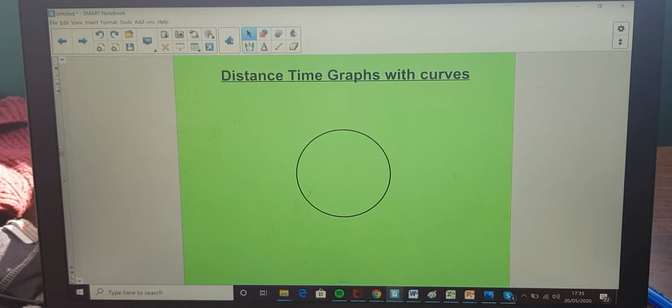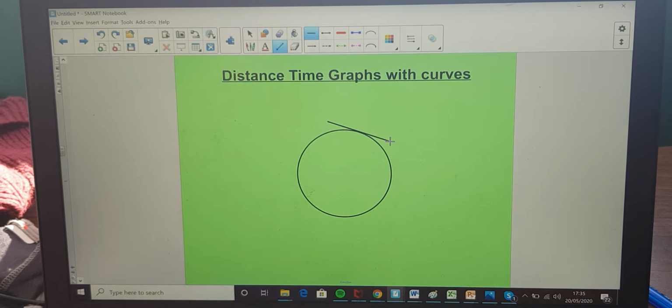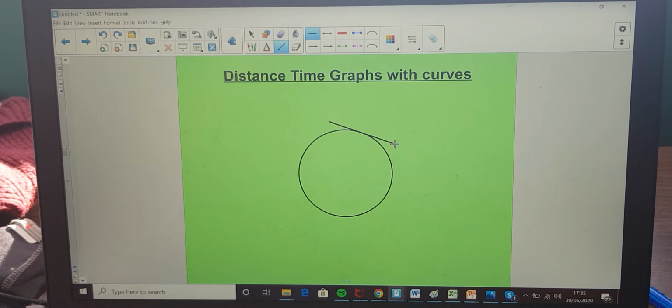Okay, the first thing I'm going to go over is just some terminology. Here is a circle which obviously has a curved edge. In the event that I drew a line which touched my circumference, essentially a point has been drawn and I've extended the line either side. This is called a tangent. Very important word in maths, tangent.